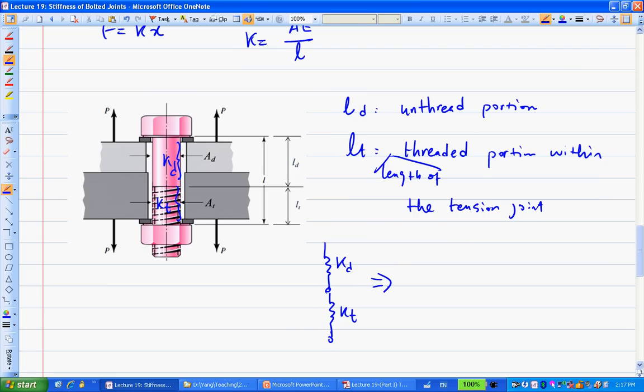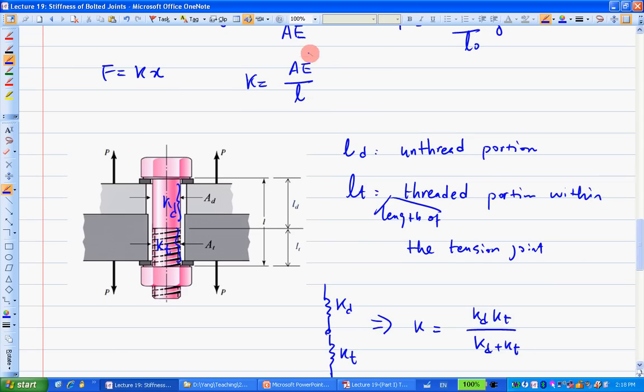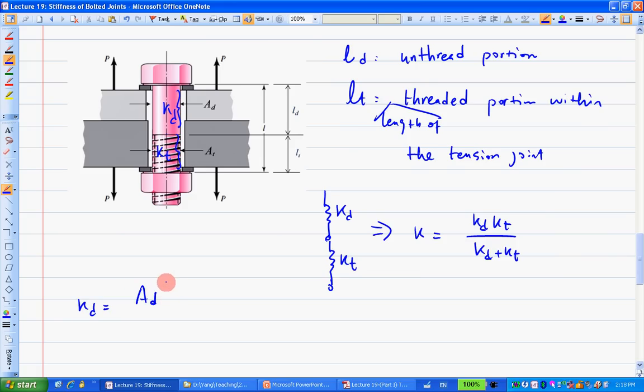And altogether, you have the total stiffness, which I think you learned in the vibration course. Two in series, basically, you consider like two resistors connected in parallel, right? So the question is, what are KD and KT now? According to the formula that we derived, this is the formula for calculating stiffness. KD equals AD times E over LD. They have the same material, so it's the same E. Then KT is AT times E over LT.